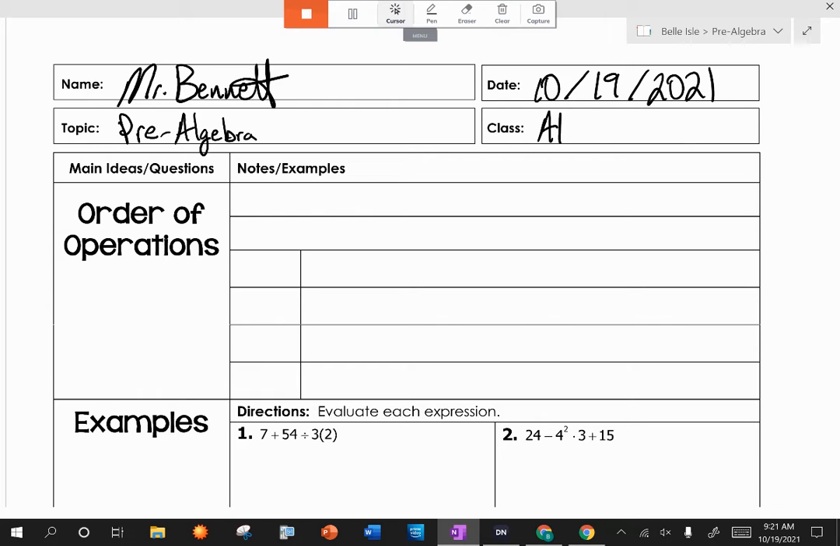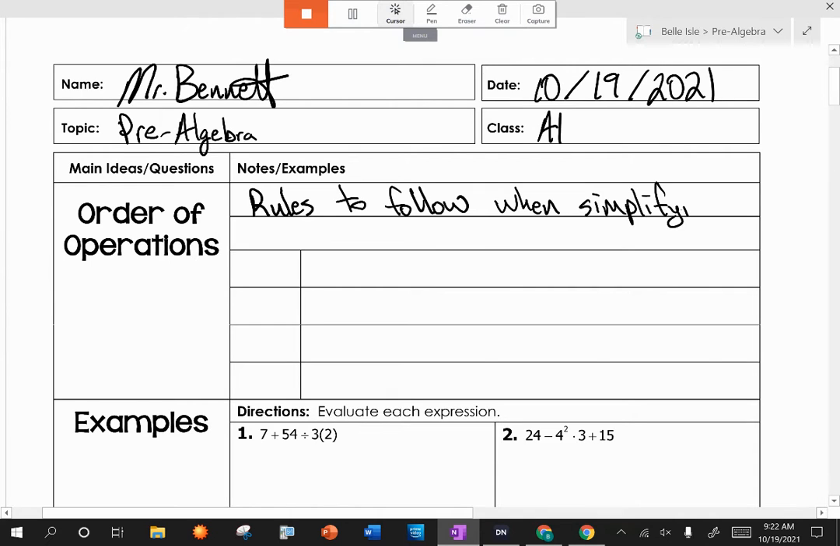So, order of operations rules. Okay, so we have rules to follow. You've probably heard these before. We're just going to go over them. So we've got orders to follow when simplifying an expression that contains multiple operations.